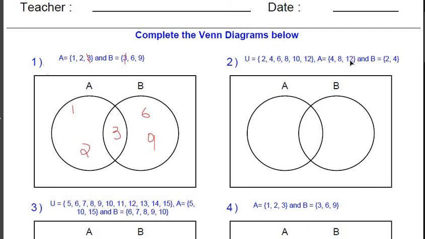We're going to first write all the elements in set A, elements in set B. We're going to find the intersection first. We're going to find what's common to both. What element is common to both set A and set B? 4. So we're going to write that in our intersection.